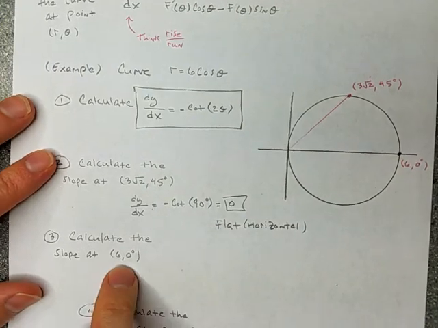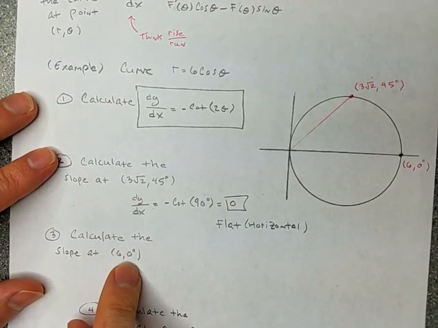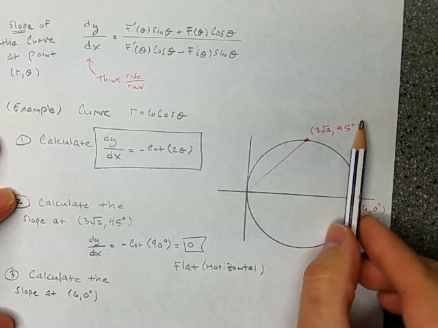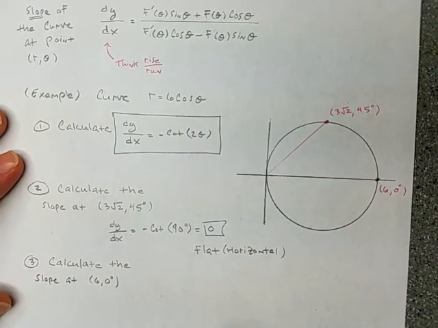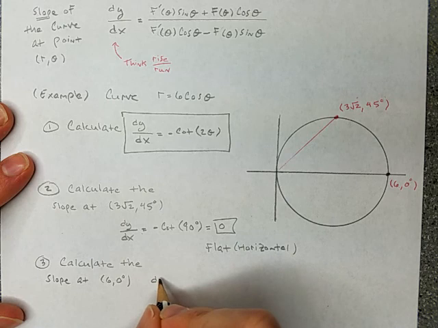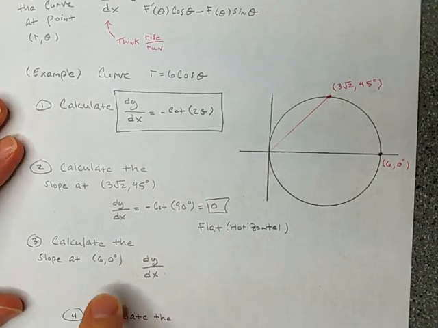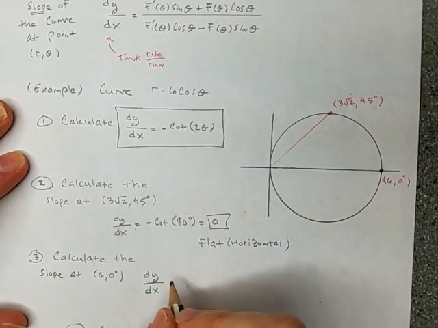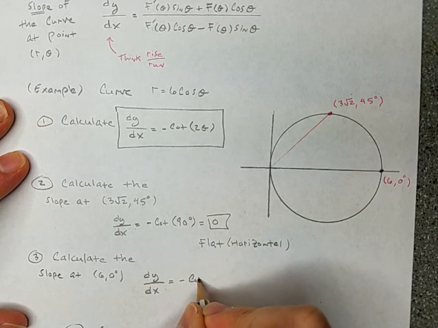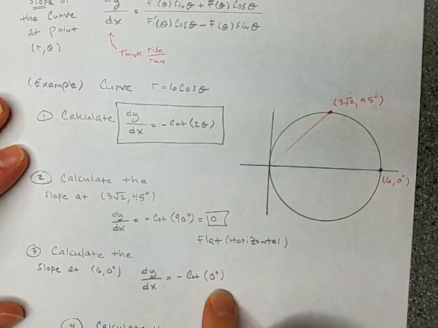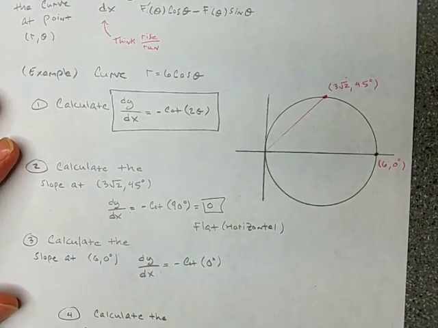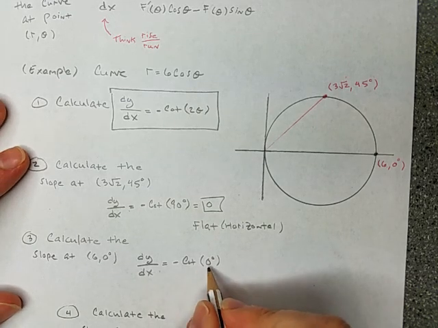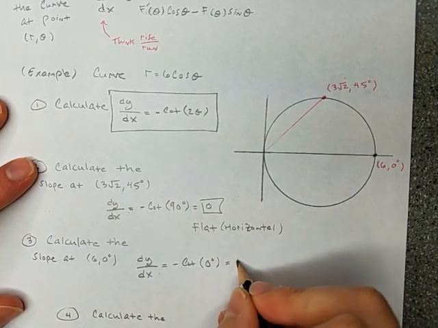Okay, what about this one? Calculate the slope at the point 6 and 0 degrees. Well, that's this point. At that point, I'd expect the slope to be undefined. Let's see. dy over dx at that point where theta is 0 will be negative cotangent 0 degrees. Technically it'd be negative cotangent 2 times 0, but 2 times 0 is 0. Well, cotangent of 0 is undefined.